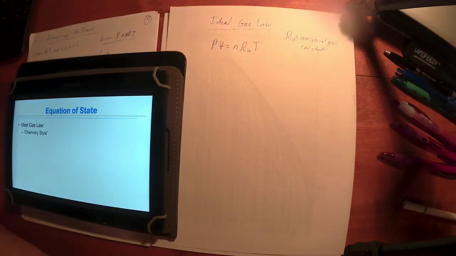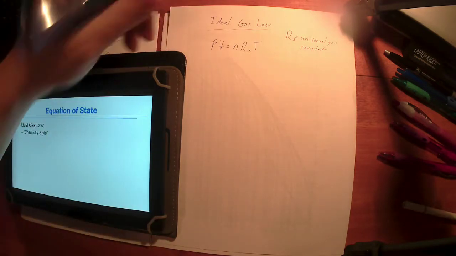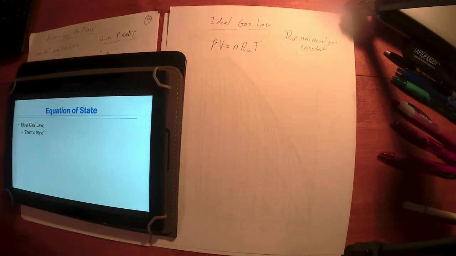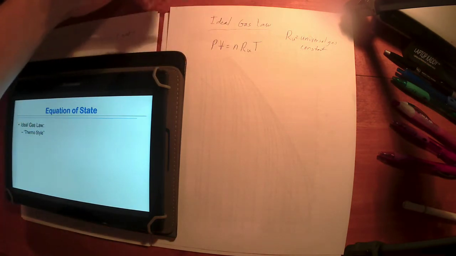Now again, this material doesn't show up on Exam 1, but it does show up throughout the rest of the course. So there will be times we will encounter things that are in the gaseous phase, and ideal gas is a reasonable assumption for those. Now, this form, we will not use this form. You can. You're welcome to. I won't, because we tend to use what I call the thermo style of ideal gas law.